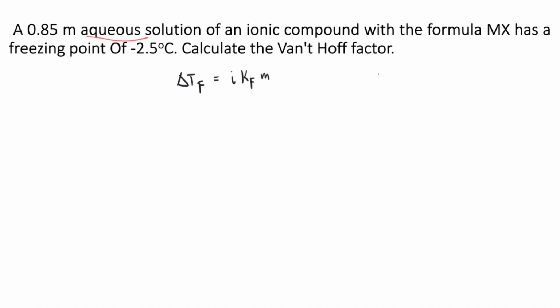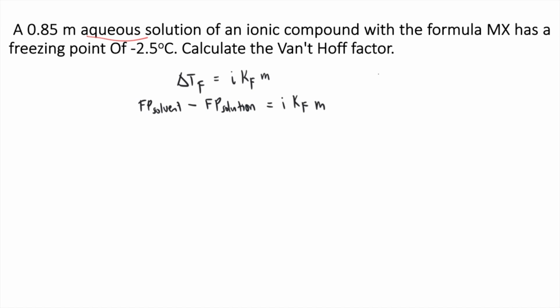But we can expand this formula because we know that delta TF means the change in temperature. Delta TF can actually be expanded into the freezing point of the solvent minus the freezing point of the solution. So delta TF is freezing point of solvent minus freezing point of solution equal to I KF M.